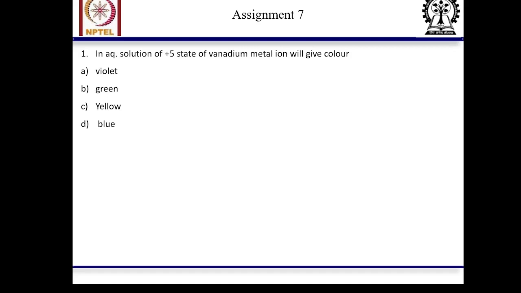In an aqueous solution of plus 5 state of vanadium, the vanadium metal ion will give the color: A, violet color; B, green color; C, yellow color; and D, blue color. Can you write in the chat box what will be the answer for question number 1?